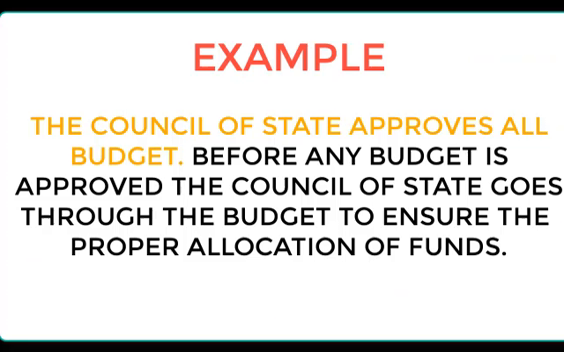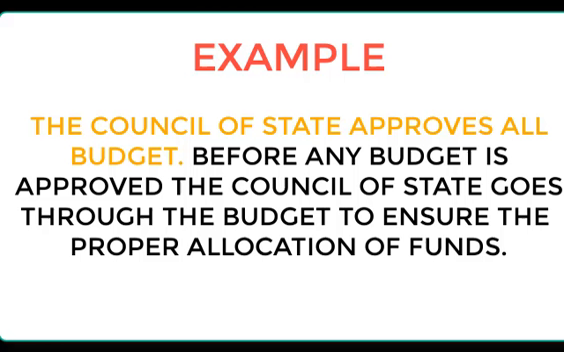Example: the Council of State approves all budgets. Before any budget can be approved, the Council of State goes through the budget to ensure proper allocation of funds. Do you know what the topic sentence is in this paragraph? The topic sentence is: the Council of State approves all budgets. Every other sentence only supports the topic sentence. It is worth noting that the topic sentence can be found at any point in a paragraph: beginning, middle, or the end.